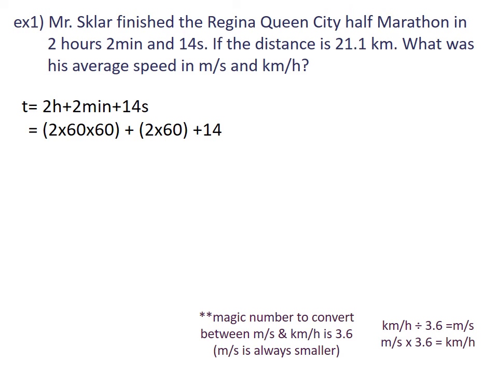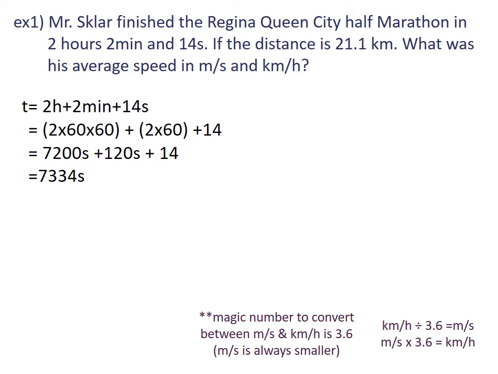So 2 times 60 times 60 gives me 7,200. 2 times 60 gives me 120. And then there's 14 more seconds, which will give me a total time of 7,334 seconds to complete the race.